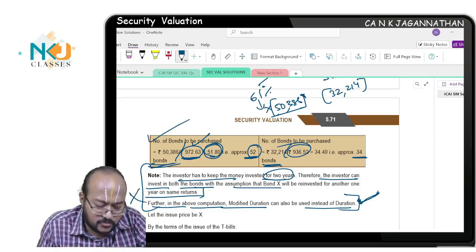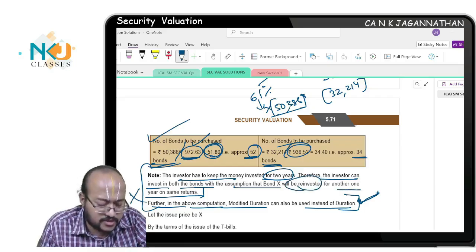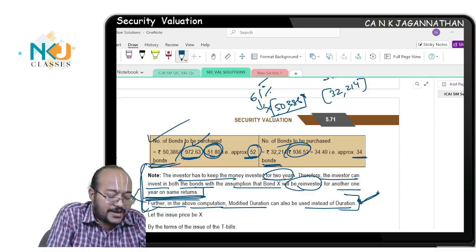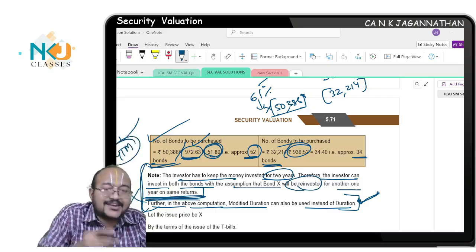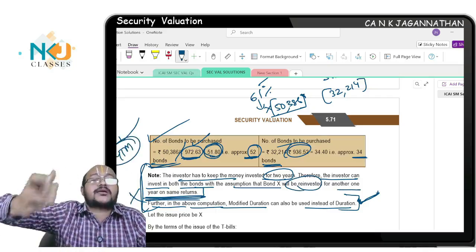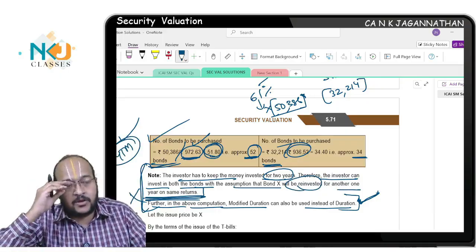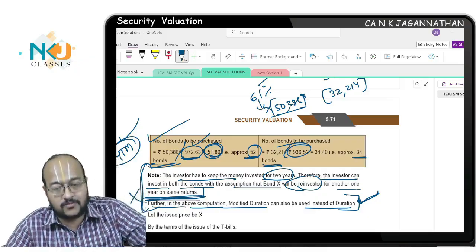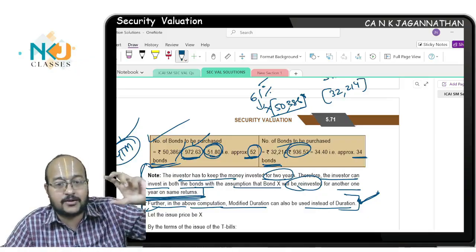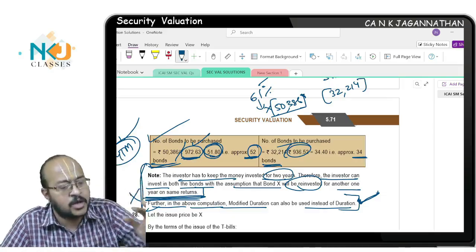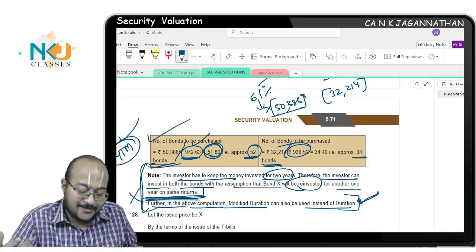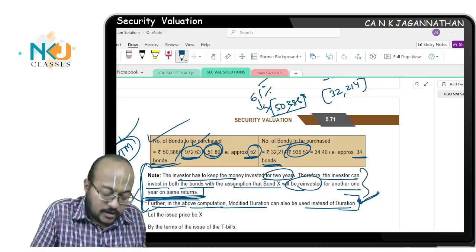Therefore, the investor can invest in both bonds, with the assumption that the bond investment will be reinvested for another year at the same return. See, this is not at all required to be told, because the YTM has an inherent assumption that the amount will be reinvested back at the same rate of YTM. Otherwise it would never be called YTM itself. Are you understanding? YTM is now the IRR. IRR has the underlying assumption that the cash flows will be reinvested at the same rate of IRR. Then only it is IRR. These things you need not explain.